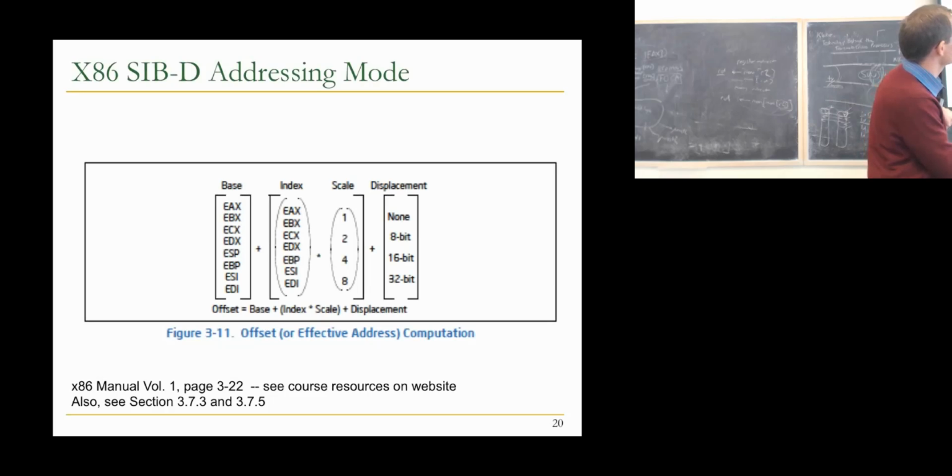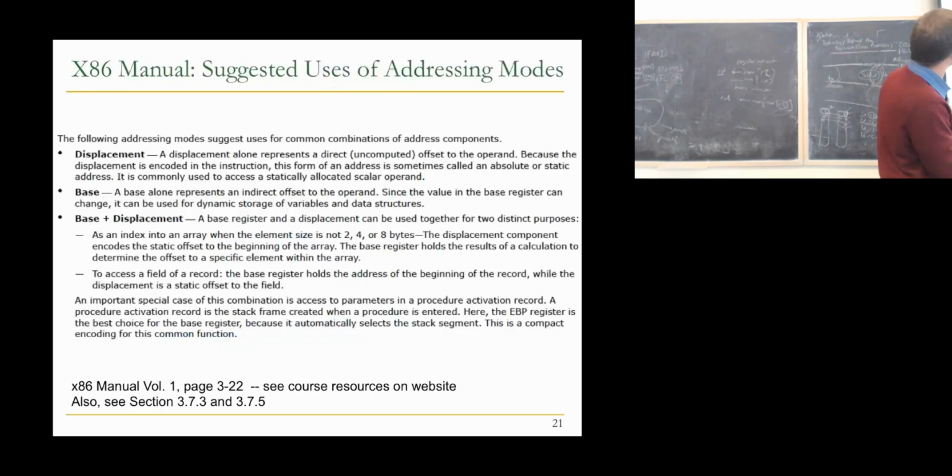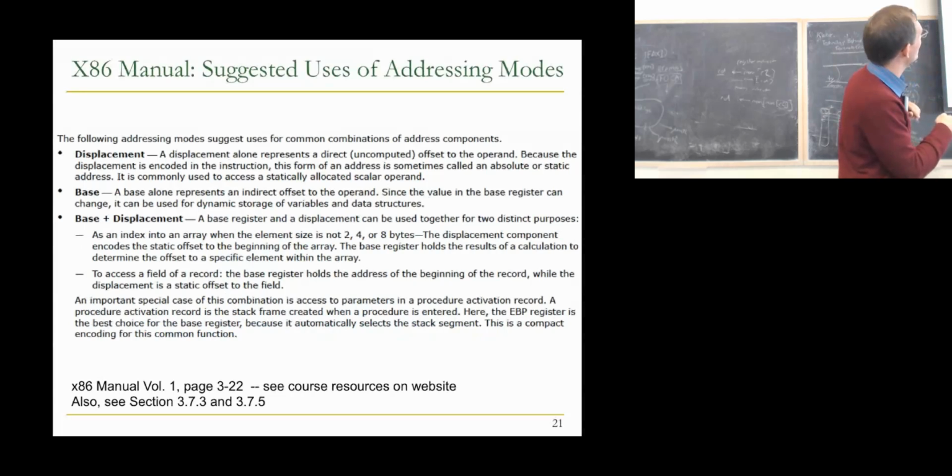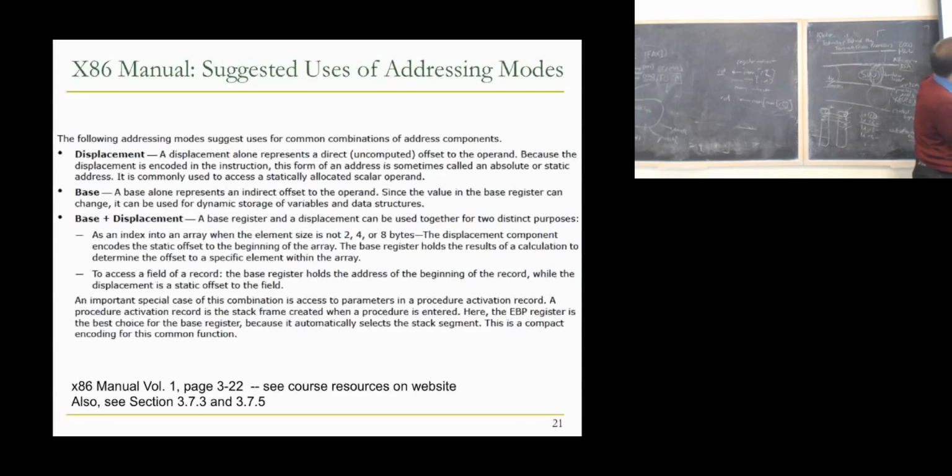And you can have an 8-bit, 16-bit, 32-bit, or no displacement. So what is the upside of this? You could actually use base plus displacement to address an array also in x86. You have a base register, and displacement can be used together for two distinct purposes. One, as an index into an array when the element size is not 2, 4, or 8 bytes. The displacement component encodes a static offset to the beginning of the array. This is the beginning of the array address. It's a static array. The base register holds the results of a calculation to determine the offset to a specific element of the array. That's one way of doing it.